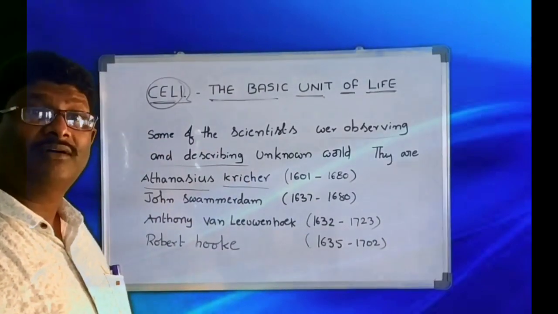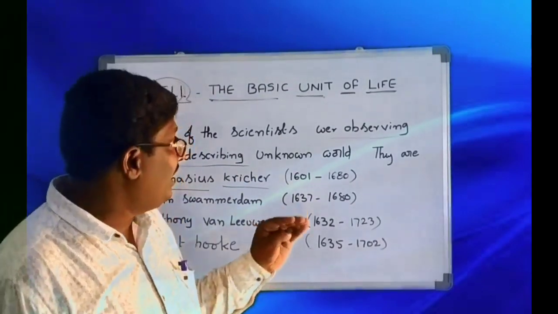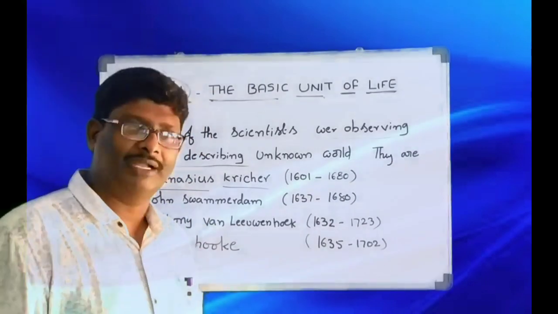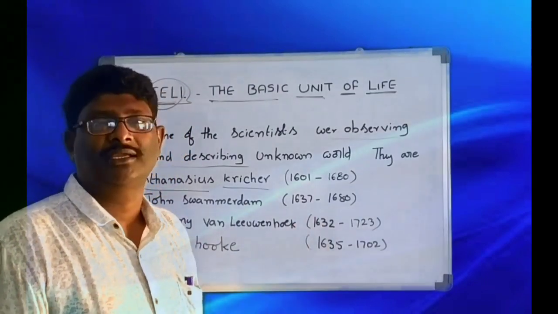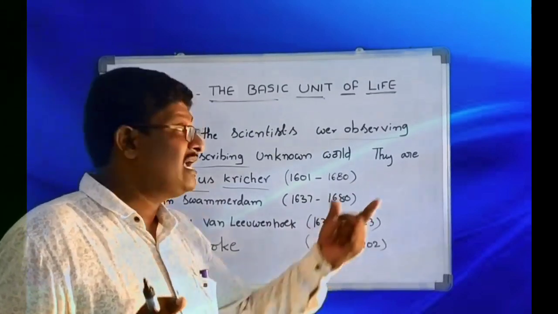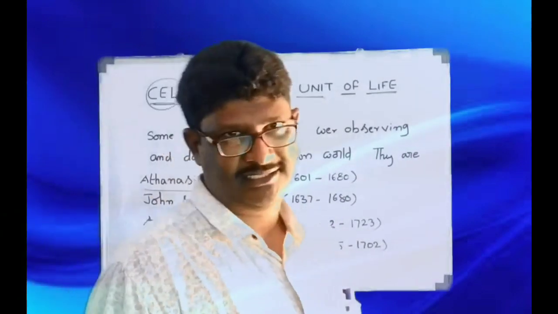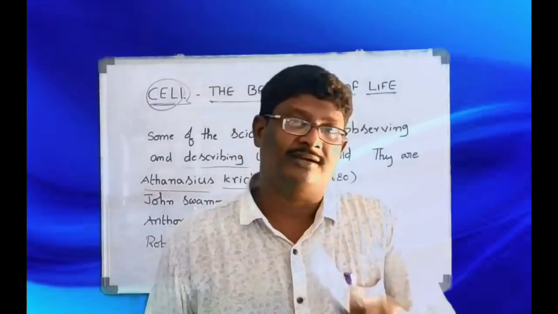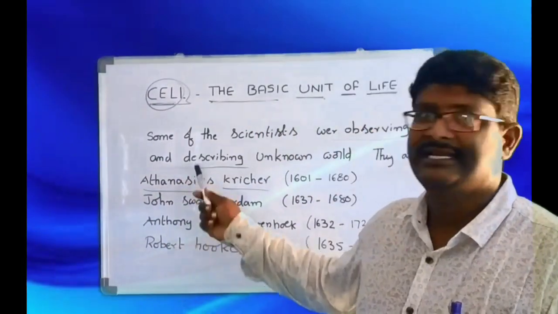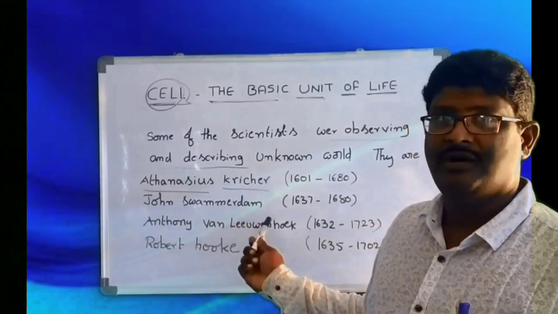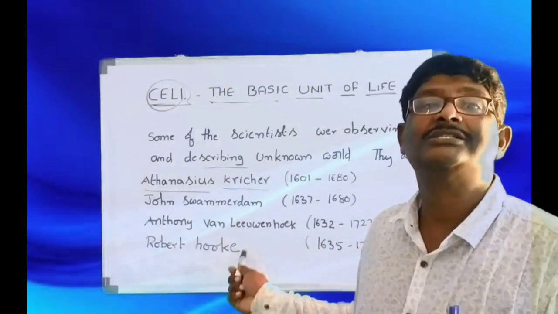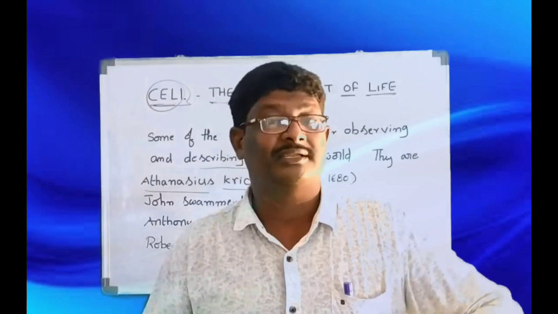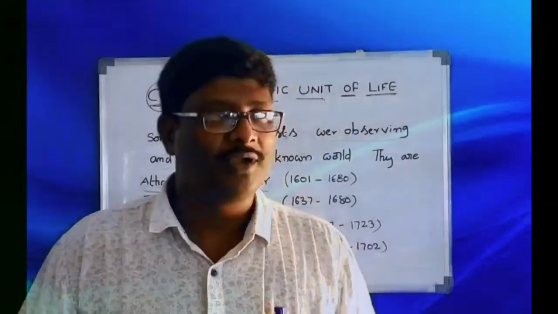These are all the scientists who invented the microscope and found out the unknown world with its help. Because of them only, the microbial world came to exist. Is it right? Everybody knows there is another world surrounding us, called the microbial world, because of these scientists: Athanasius Kircher, Johann Swammerdam, Antony Van Leeuwenhoek, and Robert Hooke. These are the important scientists. They invented the microscope and did some work on the unknown world. Okay?